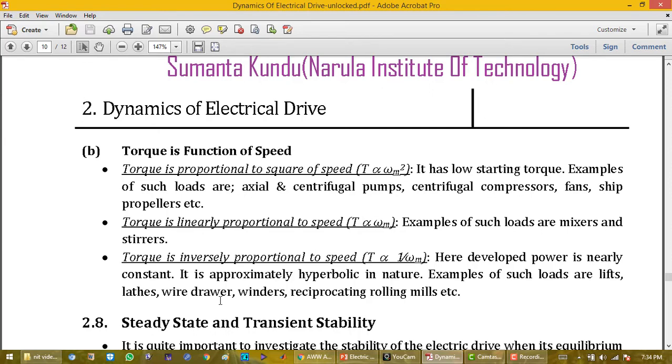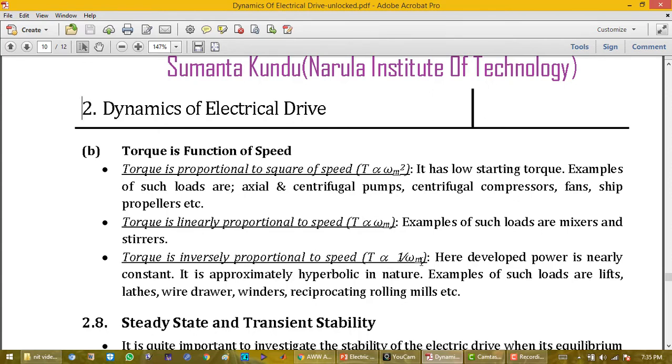This is where lift comes in. In a lift, it's inversely proportional, meaning the torque is reduced as the speed is increased, and vice versa. As the speed decreases, the torque increases. That's why in the starting, when it is going to start, it has to move a huge mass. So for a lift, the torque is proportional to 1 by omega m.